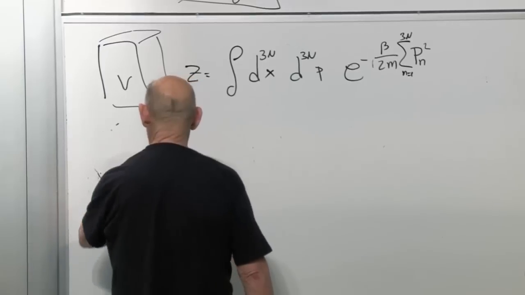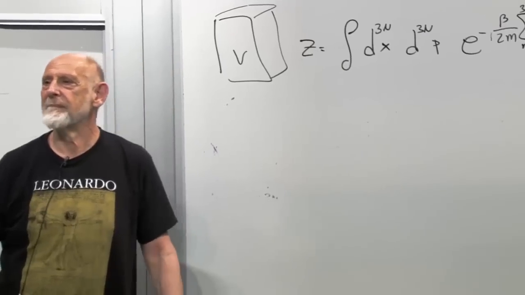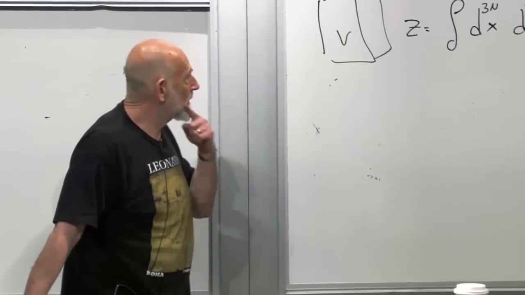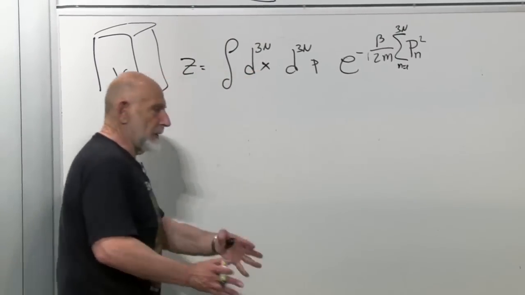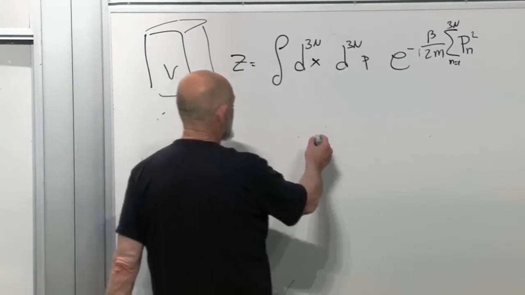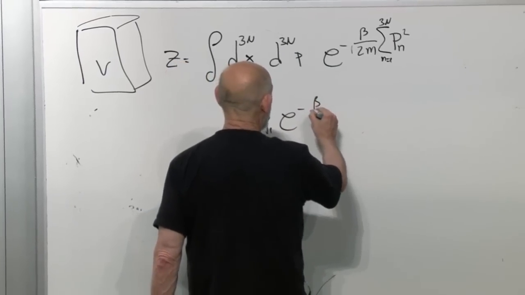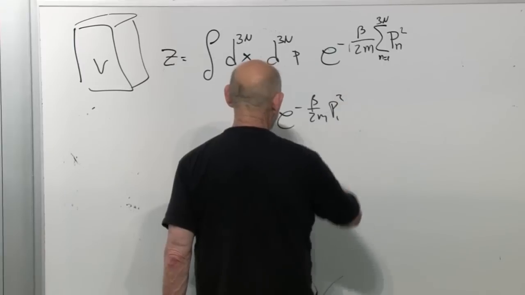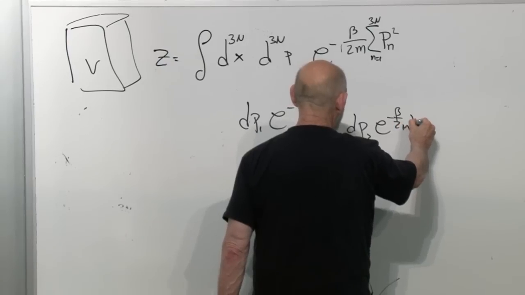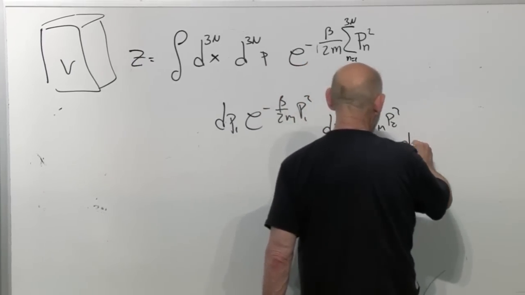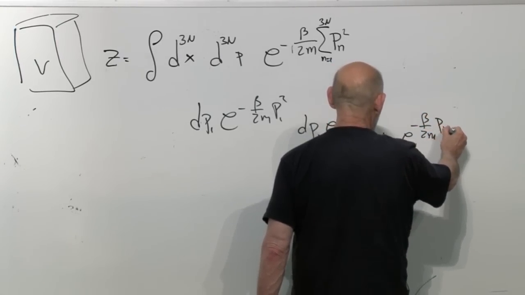Professor? Yes? You're summing over all the momentum. If you're also integrating, that seems like you're double counting versus the formula for Z. No, you're summing over n. Okay, let's write out what this is. This is the integral dp1 e to the minus beta over 2m p1 squared, dp2 e to the minus beta over 2m p2 squared, dp3 e to the minus beta over 2m p3 squared.